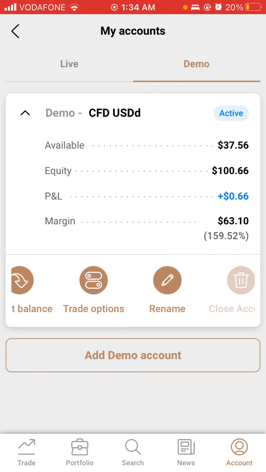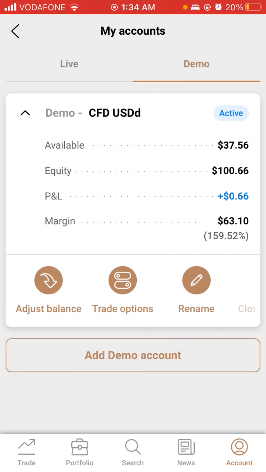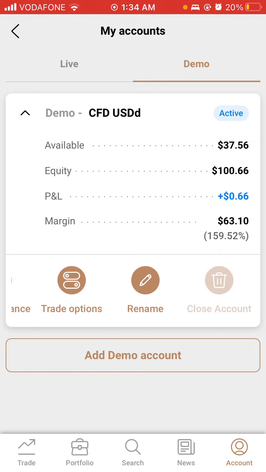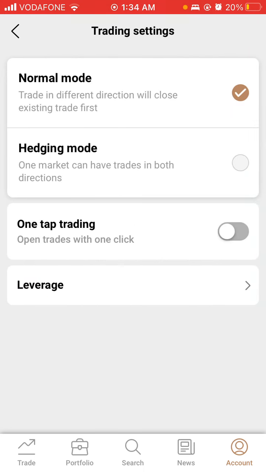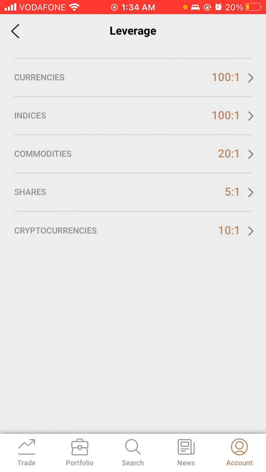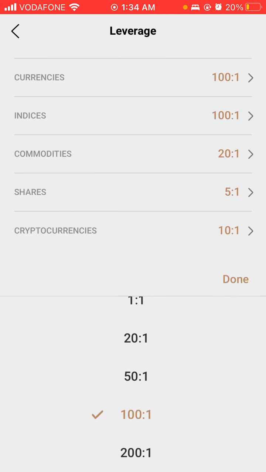Let me show you guys how to do this. In this trade options, you have the ability to increase or reduce your leverage. So when I click on the leverage here, this is for currencies, this is for indices, this is for commodities, this is for shares.